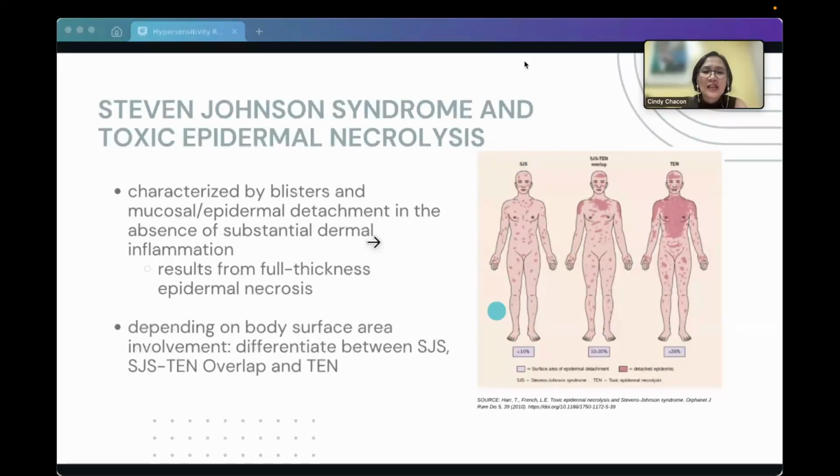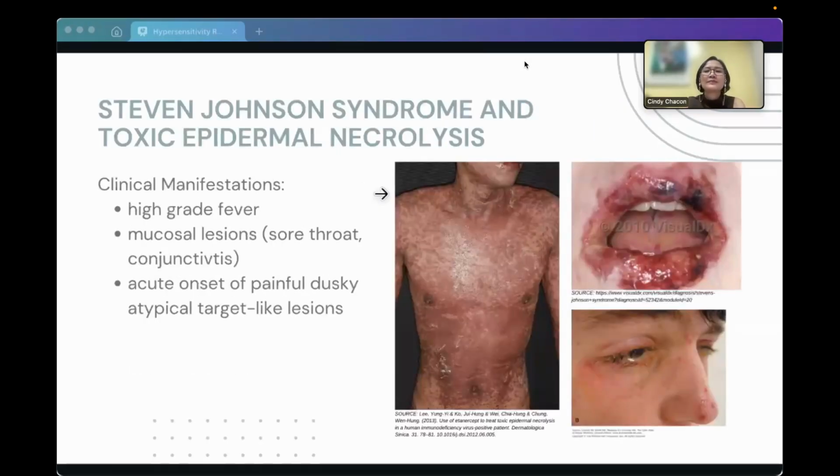So in SJS right here, the total body surface area of blistering and eventual detachment is less than 10%, while in TEN, there is more than 10%. So yung in between, SJS-TEN overlap, that's around 10 to 20% of epidermal detachment.